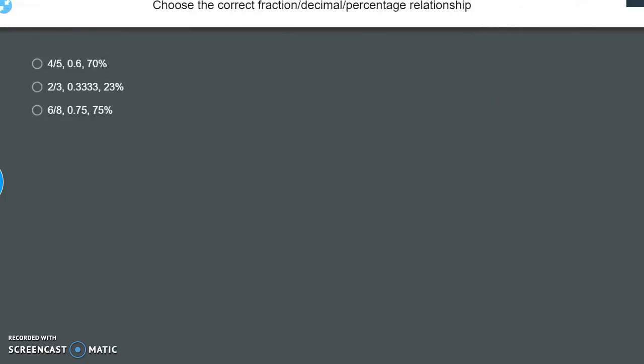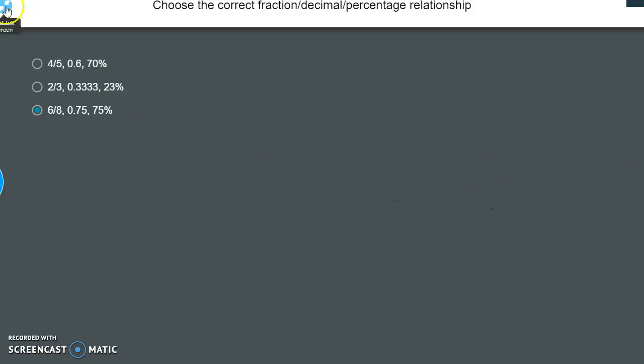And then here's the final question. Choose the correct fraction, decimal, percentage relationship. So they're looking at the fraction, decimal, and percent and saying which of these are equal and represent the same amount. So this one's a little hard as well because they have to go back and forth and look at all the options. But here's the right answer.